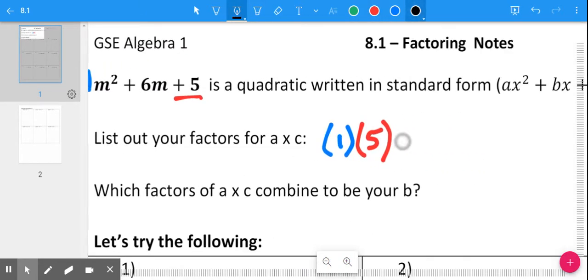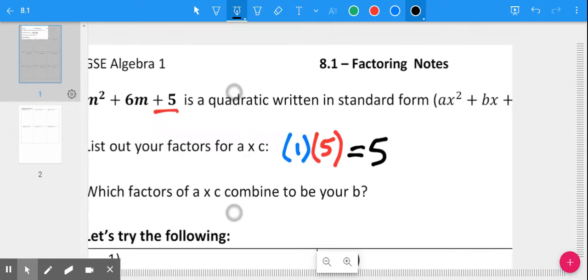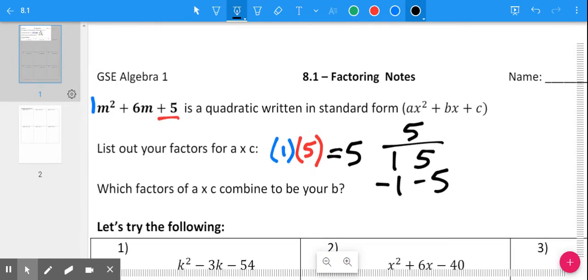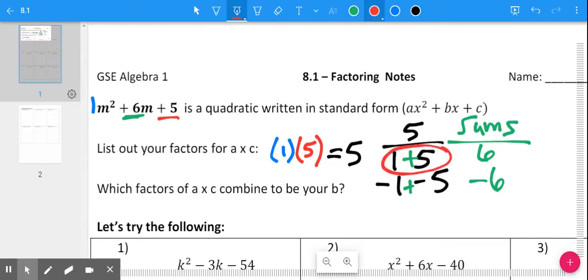So 1 times 5 equals 5. So if I'm listing all the factors of 5, I know that 1 times 5 is 5. Negative 1 times negative 5 is also 5. So our next question says, which factors of a times c combine to be your b? So the sums of the factors is what you're looking at. So 1 plus 5 is 6. Negative 1 plus negative 5 is negative 6. So if we go back to the equation, we see that the b value is a positive 6. So these are the factors we're going to use.